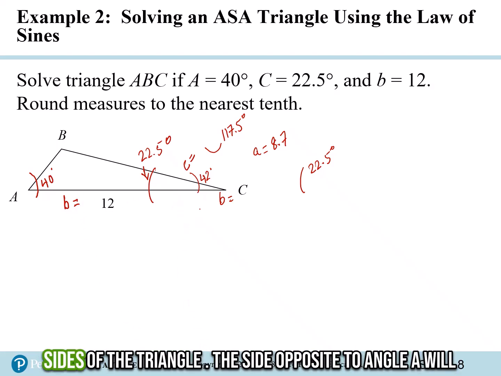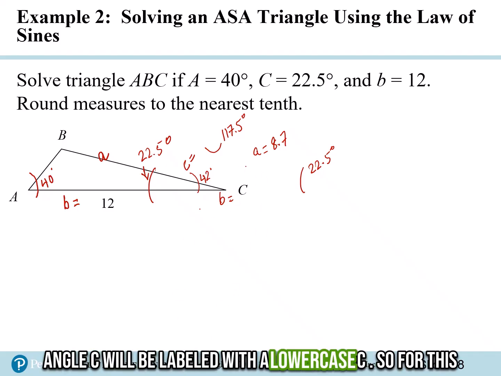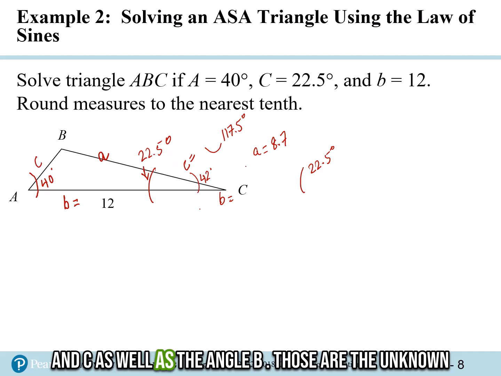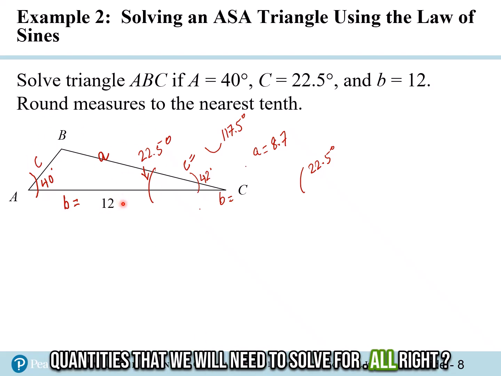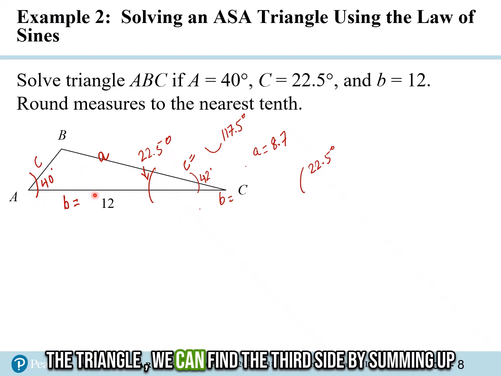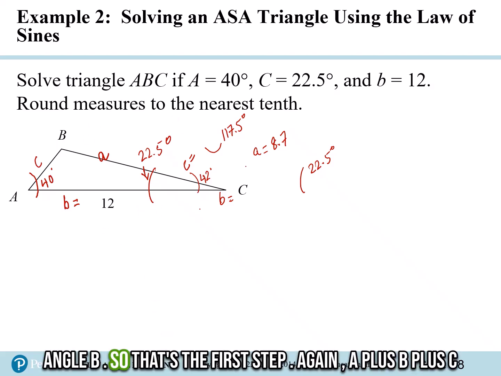Let's mark the other sides of the triangle. The side opposite angle A will be labeled with lowercase a, and the side opposite angle C will be labeled with a lowercase c. So for this problem, we will need to find the values of the sides A and C as well as the angle B. Those are the unknown quantities that we will need to solve for. Now, since we've been given the values of two angles of the triangle, we can find the third angle by summing up the two given angles and subtracting the sum from 180 degrees. So that's the first step.